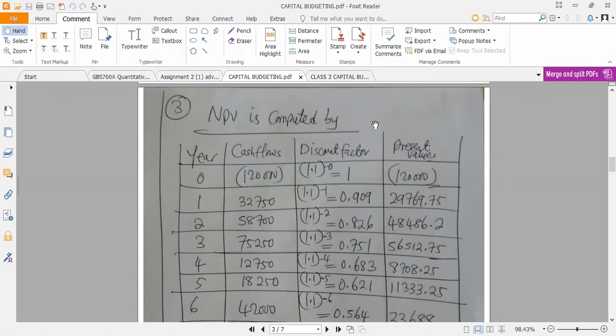Now we should be raising them to the power according to the year stated there. The first one is 0, so that's why it's still 1 there. Then multiplied by 120,000, giving us a present value of negative 120,000. Okay, then we go to the next year, you multiply the 32,750 by 0.909.